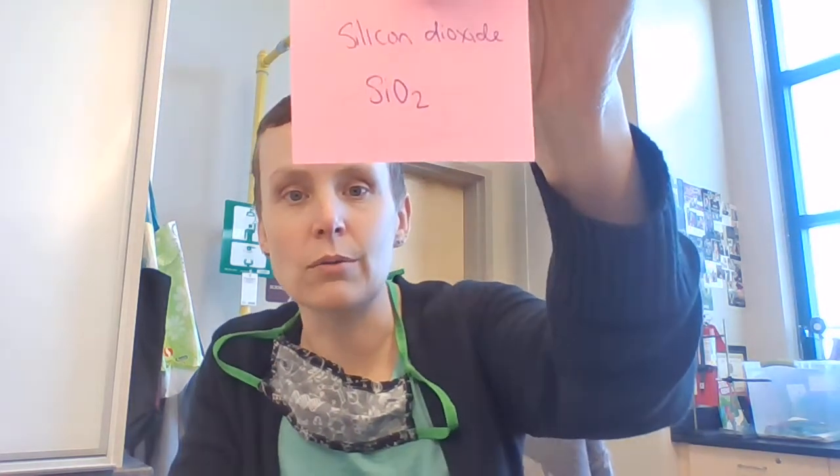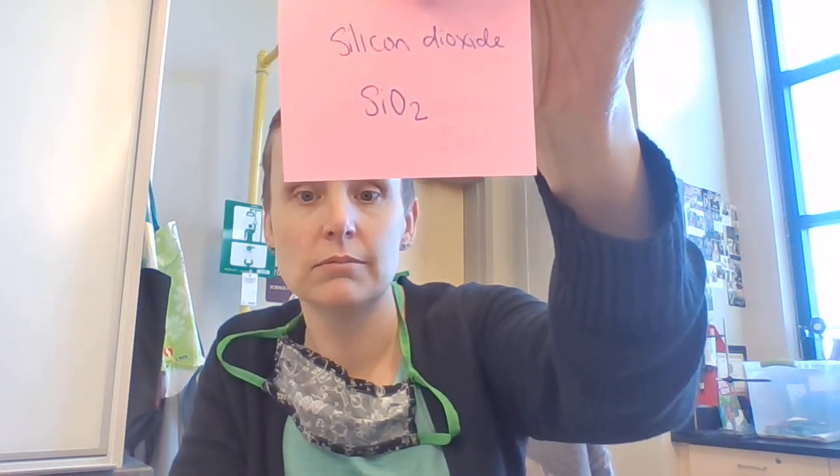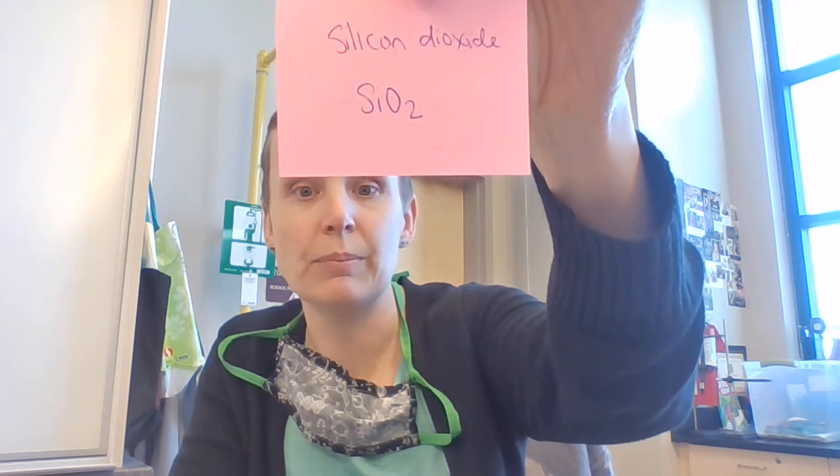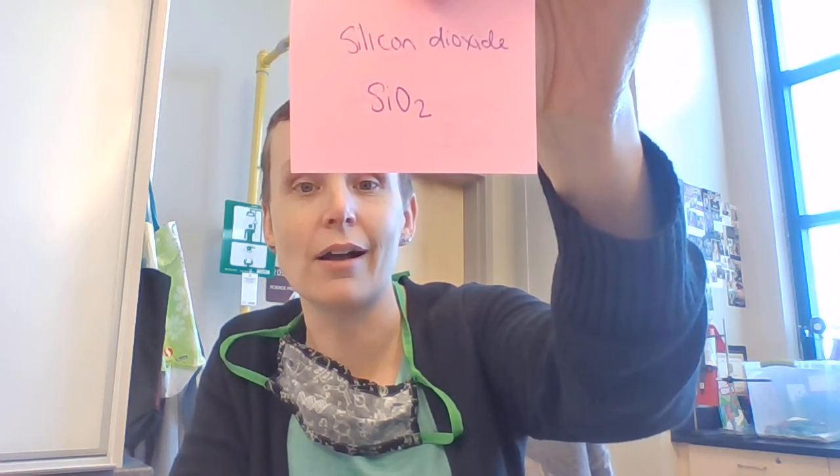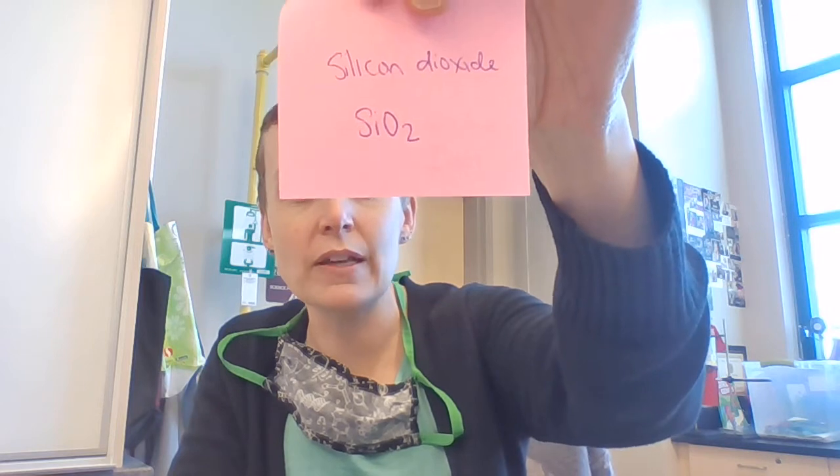Well, is either one of these a metal? Nope. Silicon is in our metalloids category. Oxygen is in our nonmetals. So this compound is not made by giving and taking electrons, so it cannot be ionic. Okay, it doesn't have a metal.